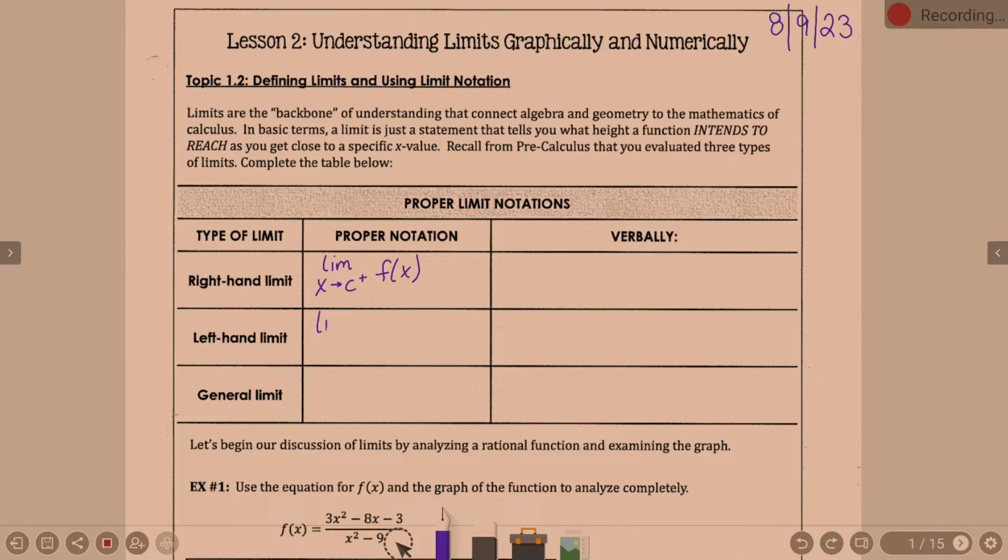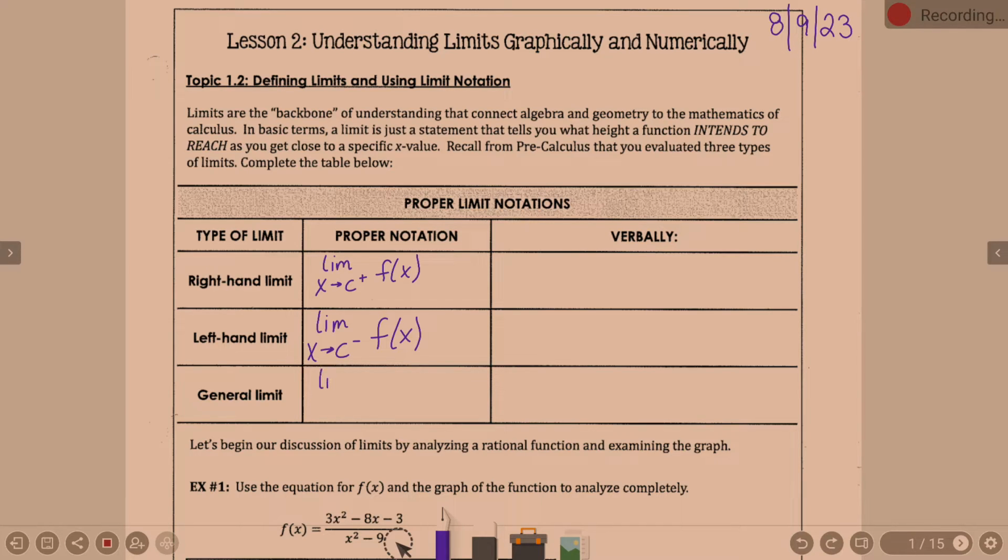As opposed to the left-hand limit, which is the limit as x approaches c minus. So notice it's not a negative c. Is f of x also like a subscript? No, f of x, and that's why I was going to try and write this one better. So limit and f of x, limit and x approaching c are above each other. Oh, f of x is like the whole thing. All right. Okay. Got it.